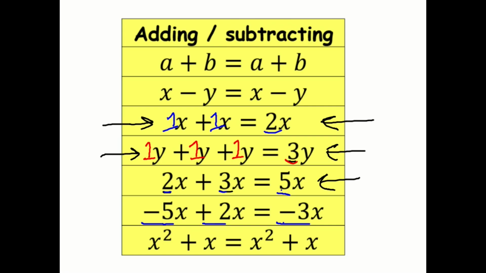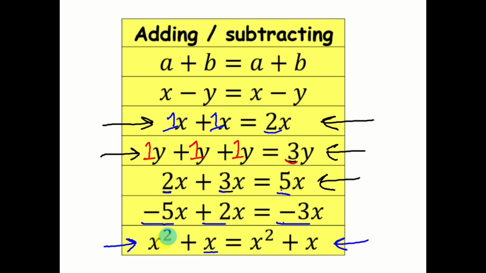Now the bottom row here says x squared plus x is just equal to x squared plus x. That is because I cannot simplify x squared plus x anymore. This is because they are not like terms. This is an x squared term, whereas this is just an x term. So I can't put them together.